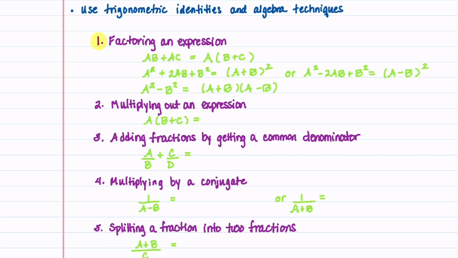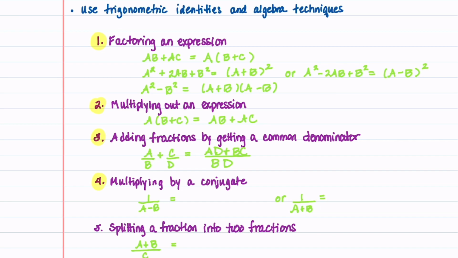The next technique we can use is to multiply out an expression. A times the quantity B plus C can be written as AB plus AC. The next technique is when we can add fractions by getting a common denominator. A divided by B plus C divided by D has a common denominator of B times D. So our numerator looks like AD plus BC.